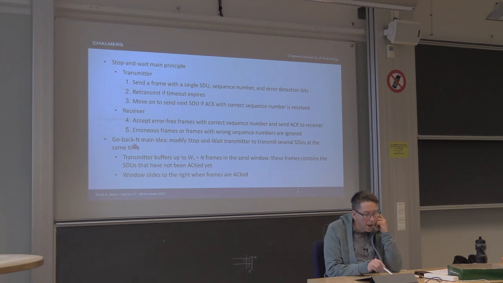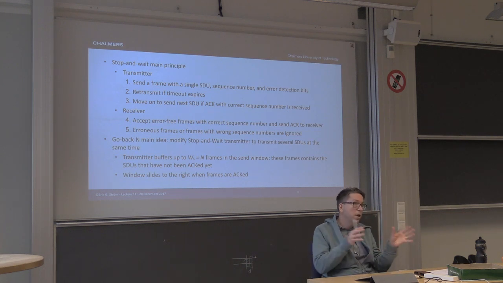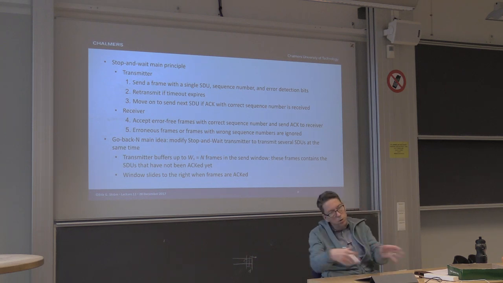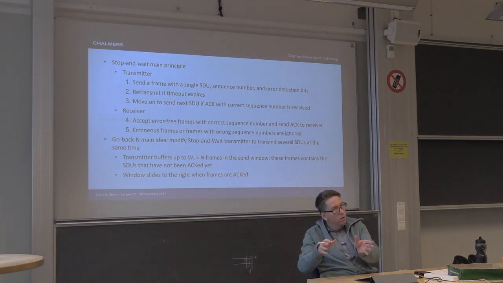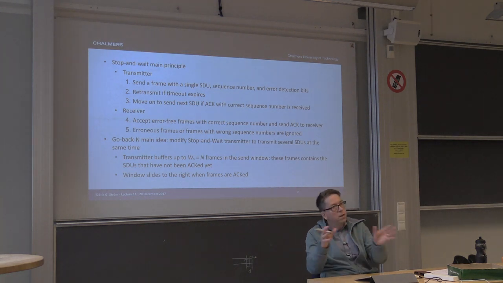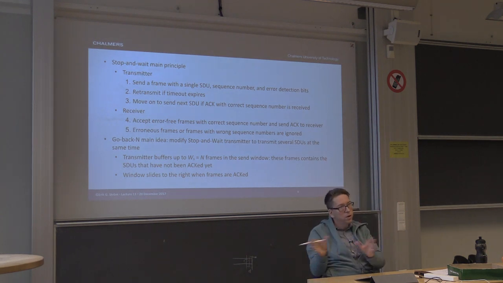Then there is go back N, which is another protocol. And the idea here is to modify the stop and wait transmitter to transmit several service data units at the same time, or consecutively. With the same time, I mean without waiting for acknowledgement. Stop and wait sends a service data unit, and then does nothing until it gets an acknowledgement. Okay, except when there is a timeout, it sends it again, until it gets an acknowledgement. And then it accepts a new service data unit from above and transmits that.